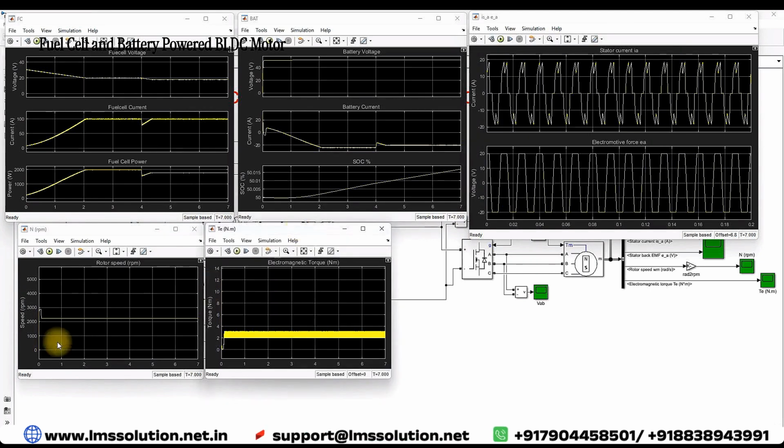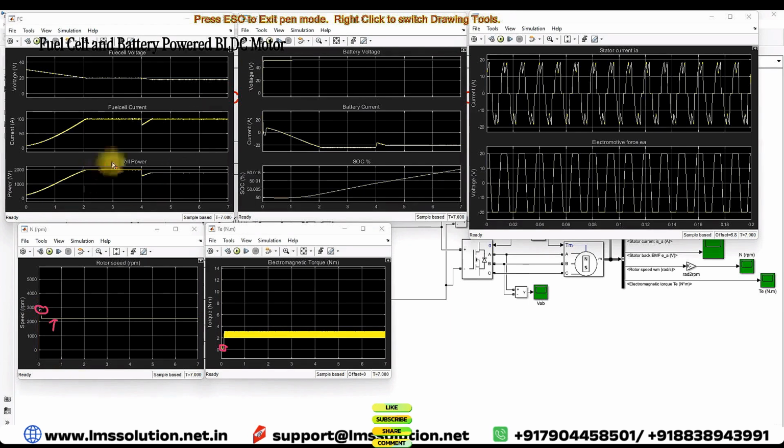Here you can see that initially the rotor speed is maintained around 3000 rpm. That means the motor is operated at no load condition. Here you can see that the electromagnetic torque is maintained at 0 up to 0.1 second. That's why it maintained the no load speed. After 0.1 second, the load torque changes from 0 to 2.5. It is maintained around 2.5 Newton meters. That's why the speed of the BLDC motor is maintained at the rated speed condition.